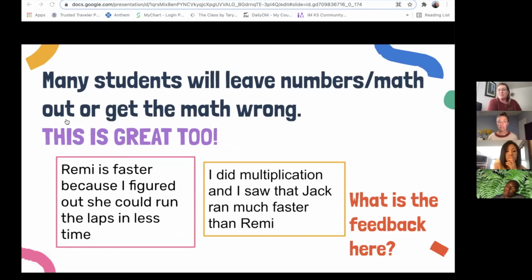Oftentimes students will leave the numbers out entirely. So think about what the feedback would be there. "And this is great. Remy's faster because I figured out she could run the laps in less time." Okay, great. Show me, what math did you do? How did you figure it out? Can you back that up with some numbers? So in this case, add some math, add some numbers to your explanation.